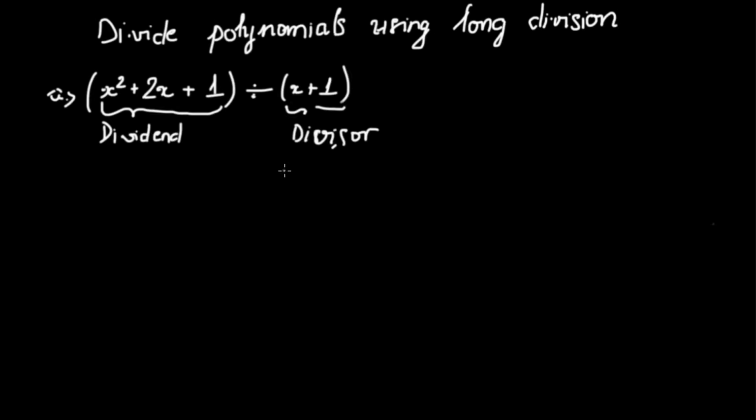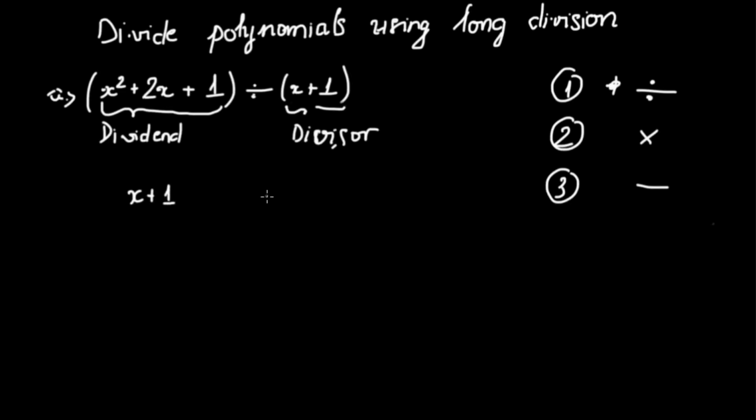We need to follow these steps. The first step is division. The second step is multiplication. The last step is subtraction. We need to set up the problem first. We put the divisor here, x plus 1, and then the dividend here, x squared plus 2x plus 1.